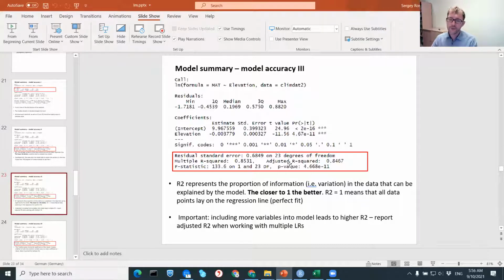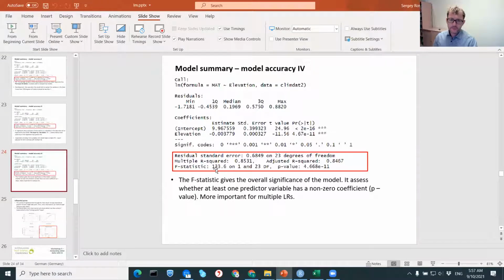If you run a multiple linear regression in which you have a number of different predictors, it is suggested to report the first number, multiple R square, because the more predictors you include into the model, of course, the better the fit will be, because you provide more and more information about what predictors could explain the variability in your response variable. Therefore, once you have more than one predictor, please report this multiple R square.